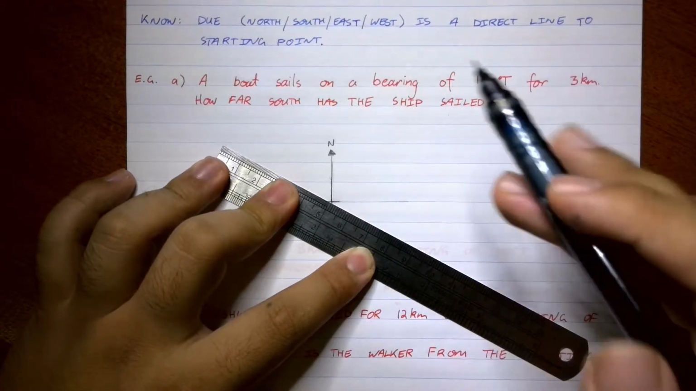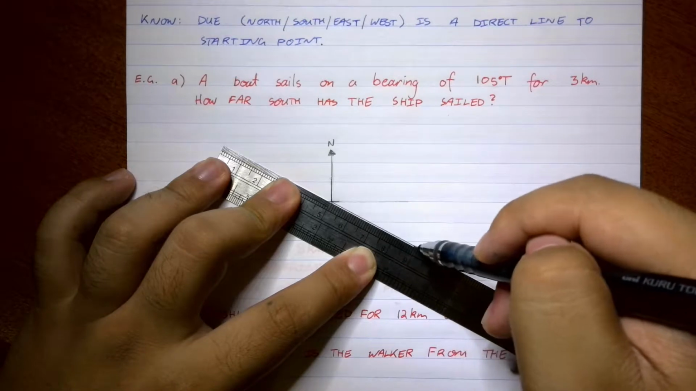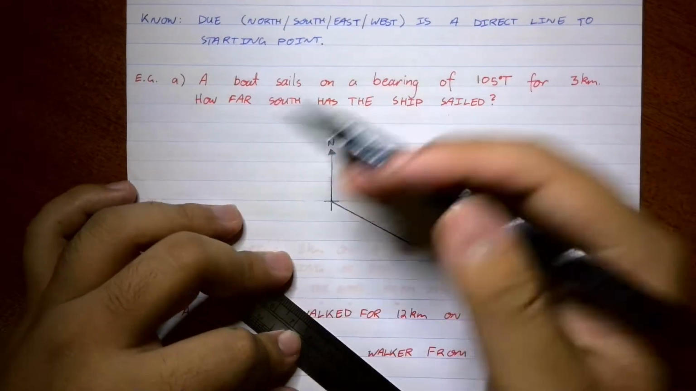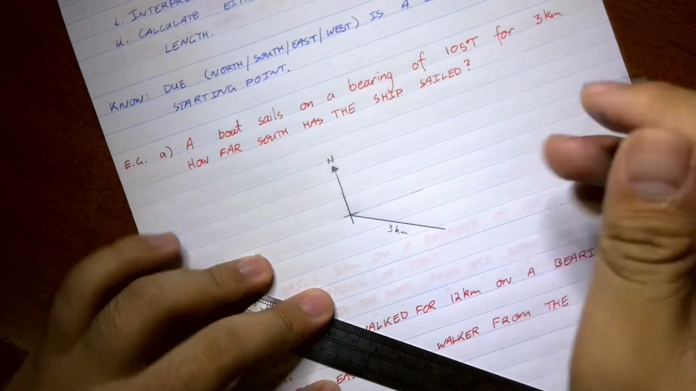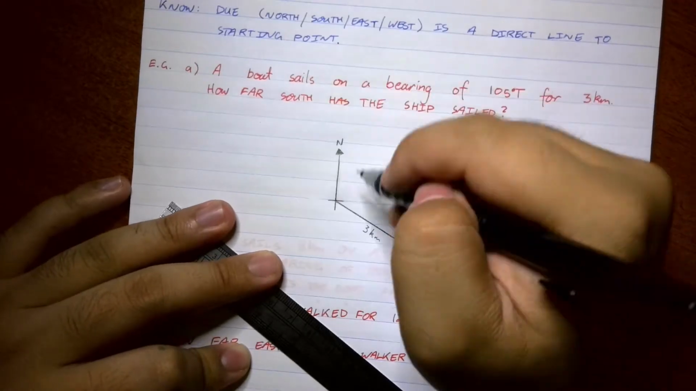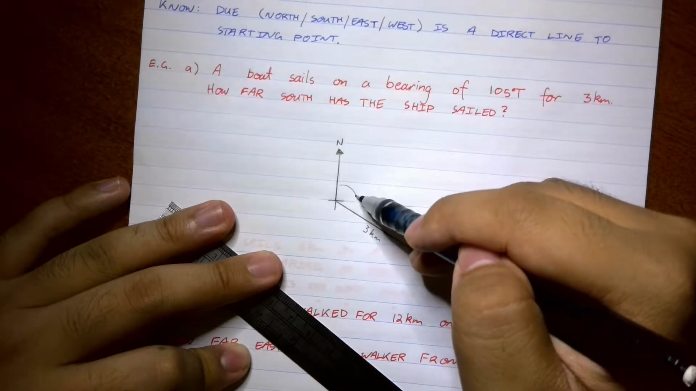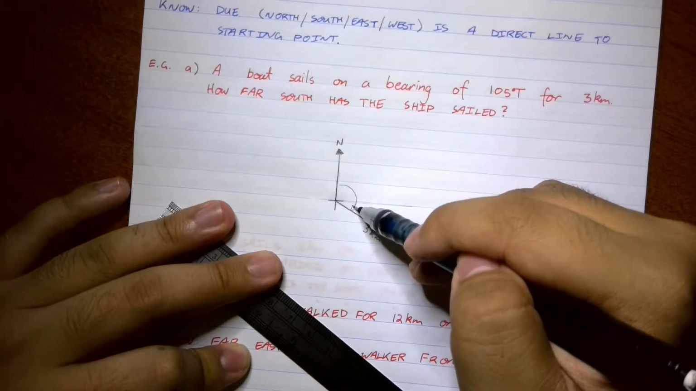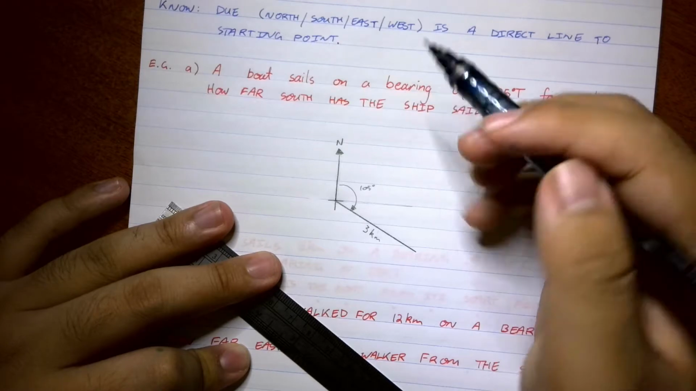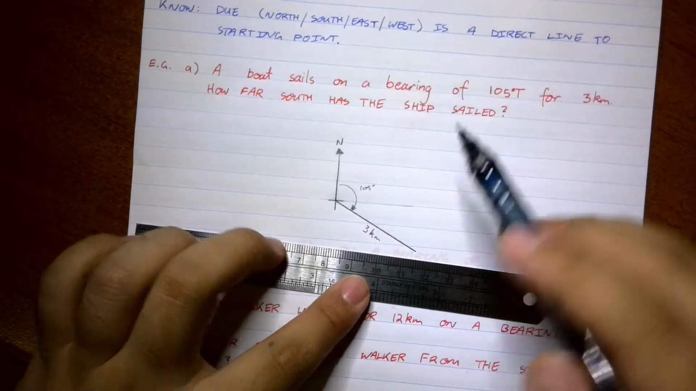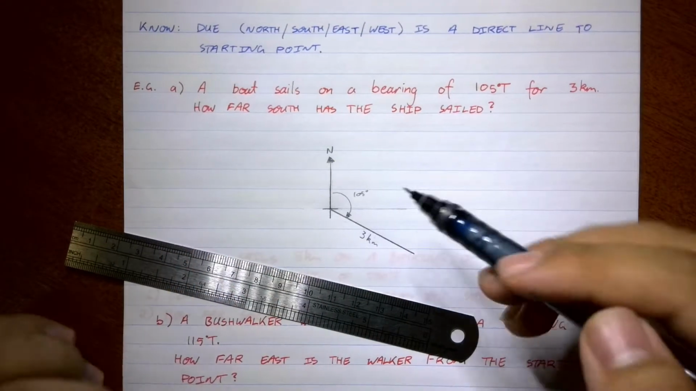And they sailed for 3 kilometers. So from the starting point, here in the middle of the compass rose, let's draw a line, like so, and we'll label this as 3 kilometers. Now the interesting part is we know that from north, going clockwise, this here is 105 degrees. But now let's solve the question: how far south has the ship sailed?